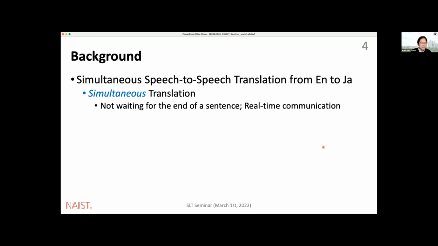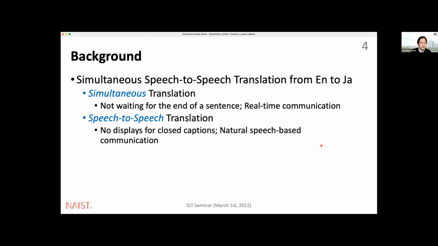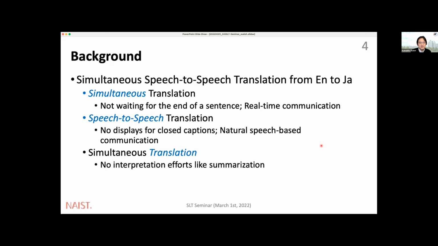The background of this work is our research activities on simultaneous speech-to-speech translation from English to Japanese. The task is simultaneous translation, so we are not waiting for the end of the sentence. This is very important for real-time communication in lectures and public speech. This task is speech-to-speech translation, so we don't need any displays for closed captions, and speech-based communication is very natural for human beings.